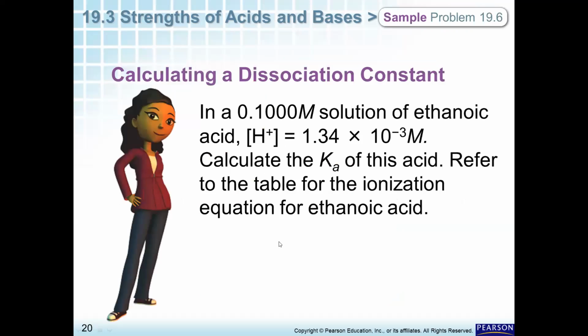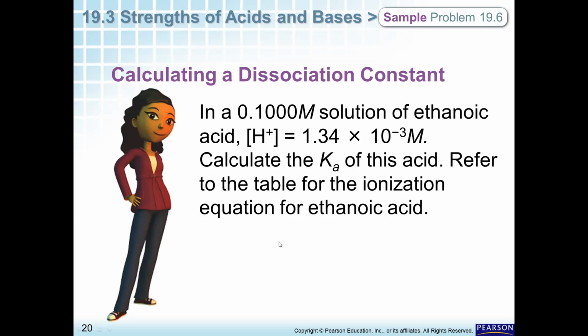So if we move on to this question, let's take a look at it. In a 0.1 molar solution of ethanoic acid. So what is this 0.1 molar? This is your initial concentration. We start with 0.1 molar. Then we measure the H plus concentration and found it to be 1.34 times 10 to the minus 3 molar. He's asking you to calculate the Ka value of this acid. Refer to the table of ionization equation for ethanoic acid.